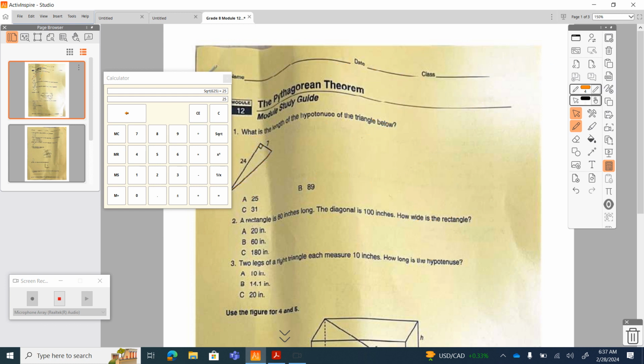And the next one, a rectangle is 80 inches long. So let's think of a rectangle. It's 80 inches long. The diagonal is 100. How wide is the rectangle? So you have, in this case, right here, see that? That makes a triangle that has a right angle right here.